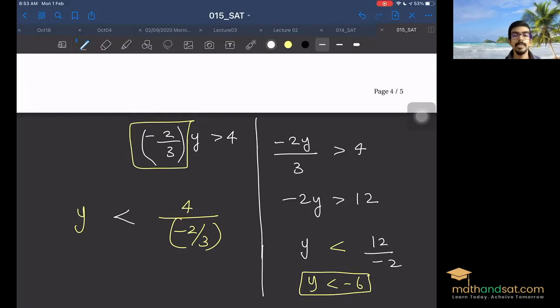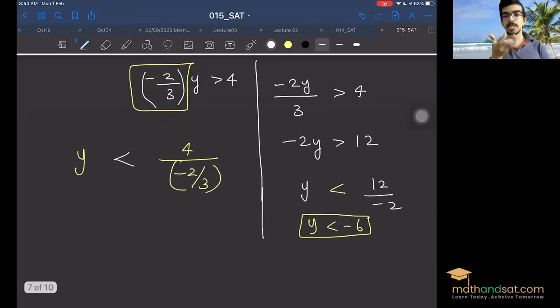The inequality just reverses its sign, since you are dividing both sides by a negative number. Got it? So when you have a fraction in the denominator, what do you do? You multiply with the reciprocal.